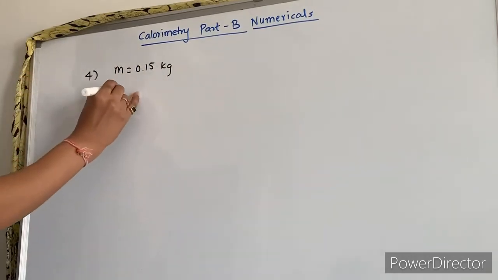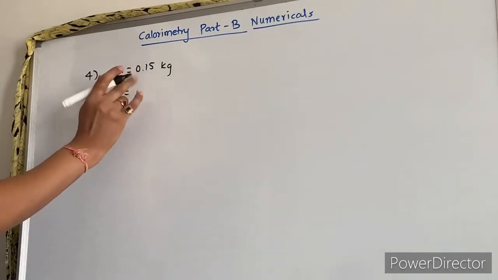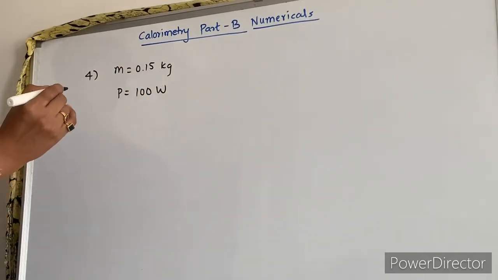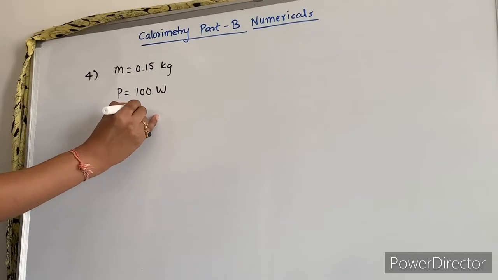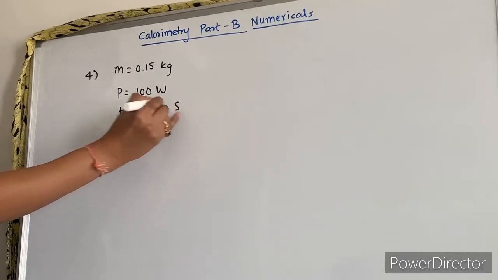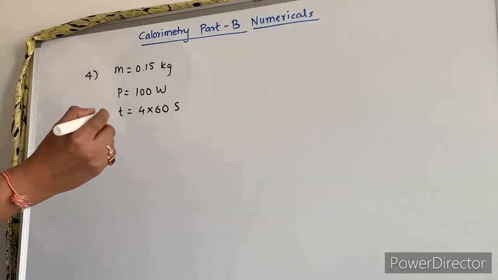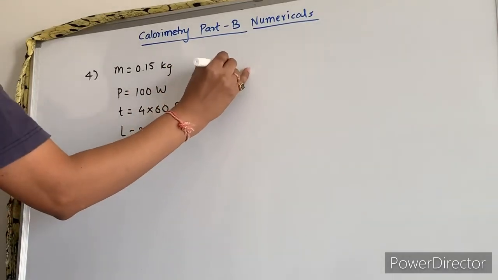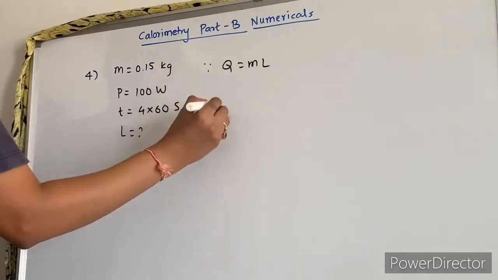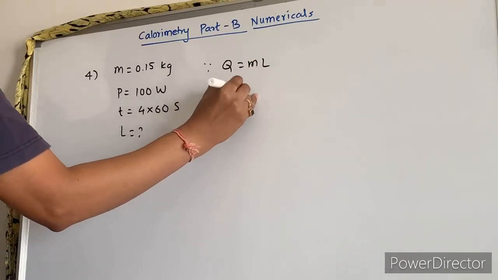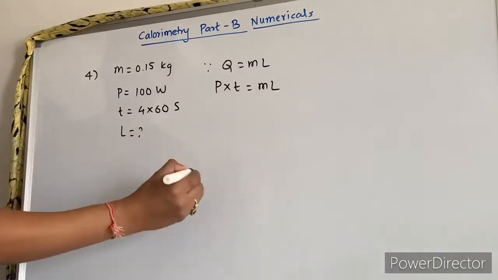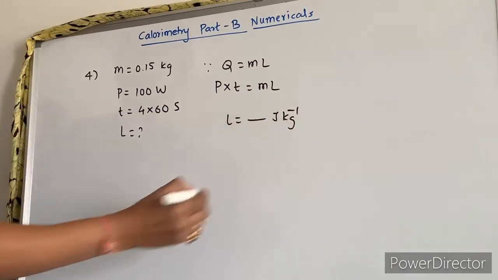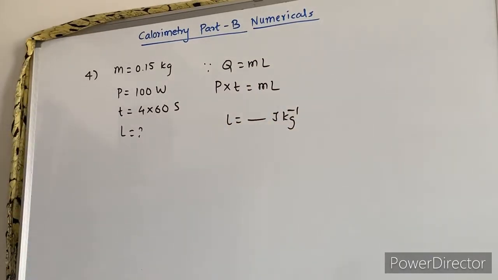Power is given, which is 100 watt. Then time is given as 4 minutes, so 4 into 60 seconds. What is the specific latent heat? L they want. Since Q is equal to ml, Q can be written as power into time is equal to ml. So here L will be something joule per kg. This is the fourth.